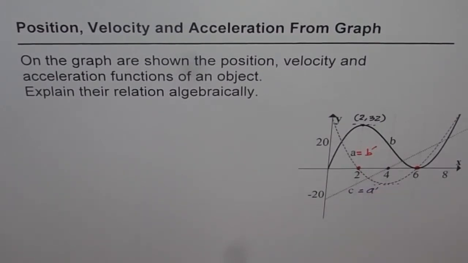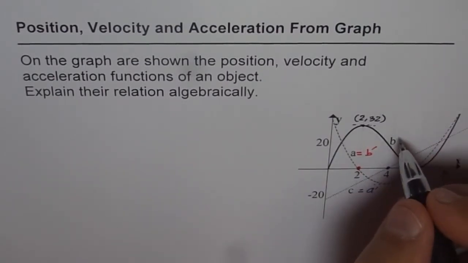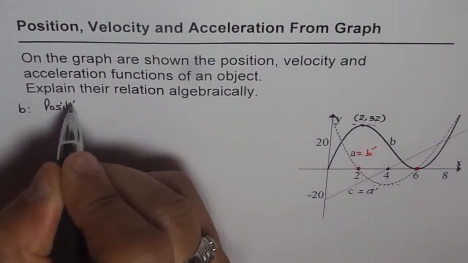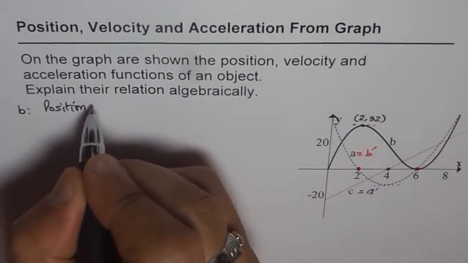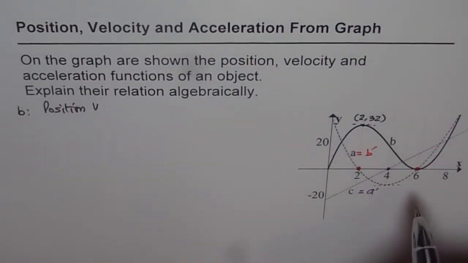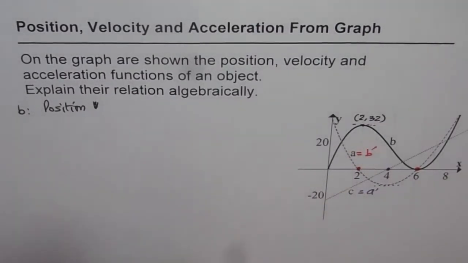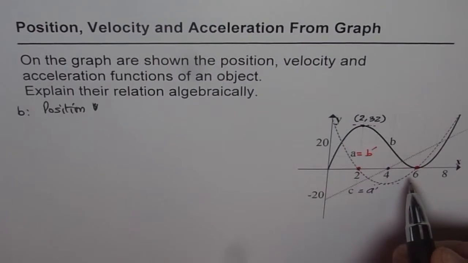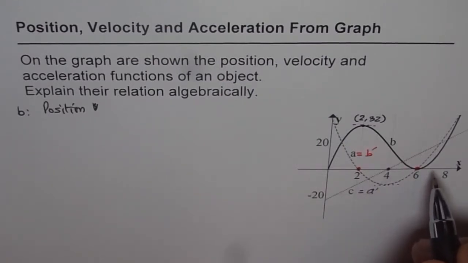So let me start with now writing equations for each. We now know that b corresponds to position. Now if b is position, what is the equation of b? Let's find out the equation for b, and then from there we will find equations for velocity and acceleration. Since they are the derivatives, we can find the equations, and then check whether the graphs really correspond to them or not.